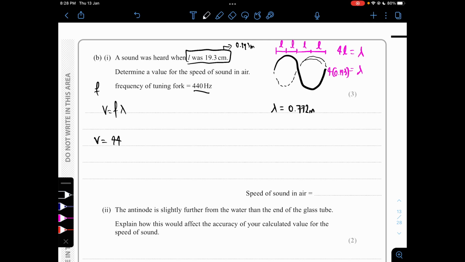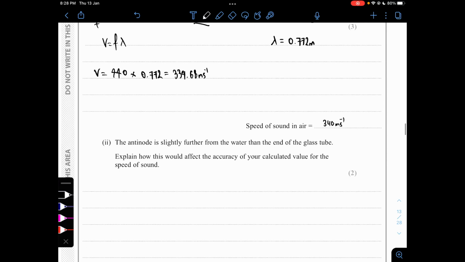So 440 times 0.772. This will give us 339.68 meters per second. We can just round it to keep it consistent: 340 meters per second. All right, move on to part II.